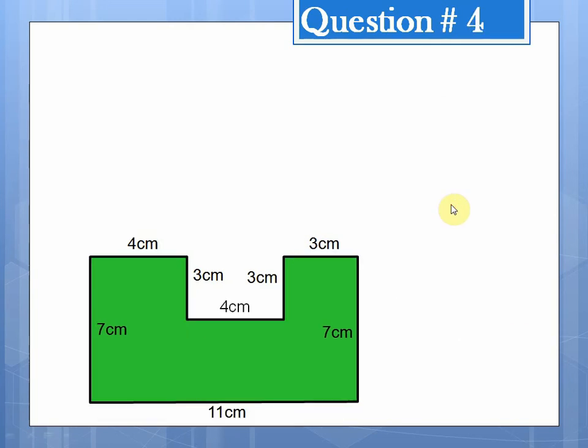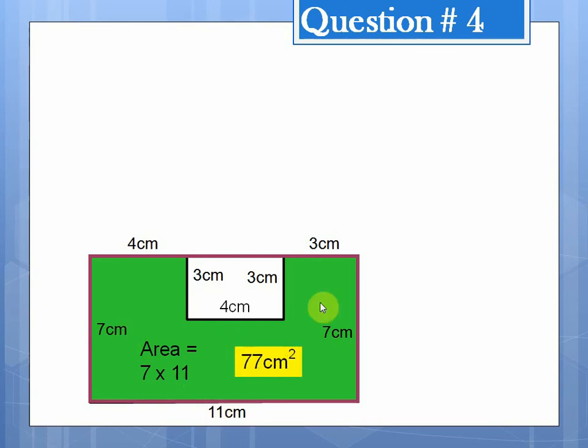Next, moving on, question number 4. He said, find the shaded area. So we have to find first the whole figure area, where the measurements are 7 centimeter and 11 centimeter. When we multiply these two measurements, 7 and 11, we get the total area of this figure. The total area of this figure is 77. Now we have to subtract this one, because we don't need this empty space in the shaded area.